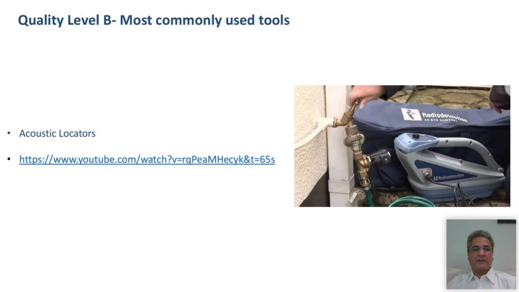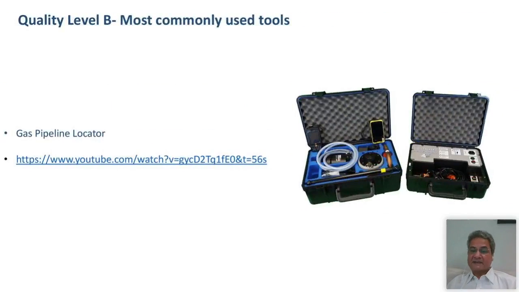That's called the acoustic locator. Then there is the gas pipeline locator. It's a separate tool only to detect gas pipelines. As I said, there are some 19 different kinds of geophysical methods which can be used for different applications.